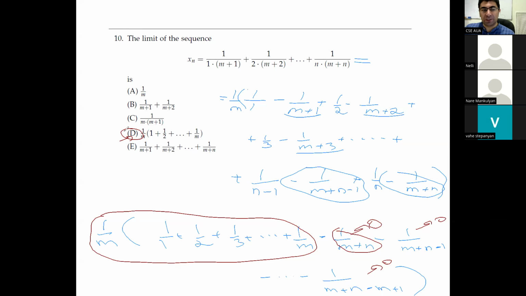Can we solve the 5th exercise also? Please write it in the chat and we will come to that.